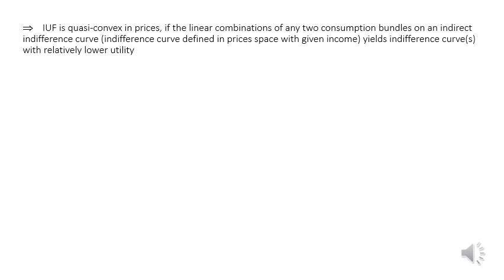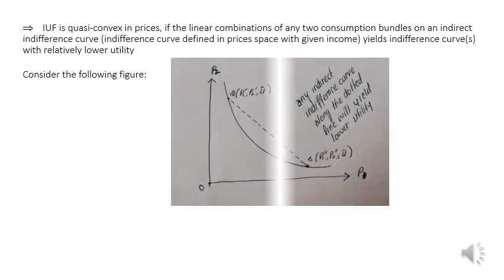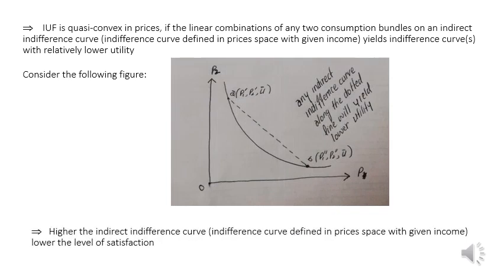What's the fundamental difference between the ordinary indifference curve and the indirect indifference curve? The ordinary indifference curve is the one which is defined in the space of commodities. In that, along the horizontal axis, you take one commodity and the other commodity is taken along the vertical axis. Indirect indifference curves are those which are defined in price space. So you can see here in the figure that we have shown one indifference curve. Along the horizontal axis we took P1 and along the vertical axis we took P2, and here we have one indifference curve.